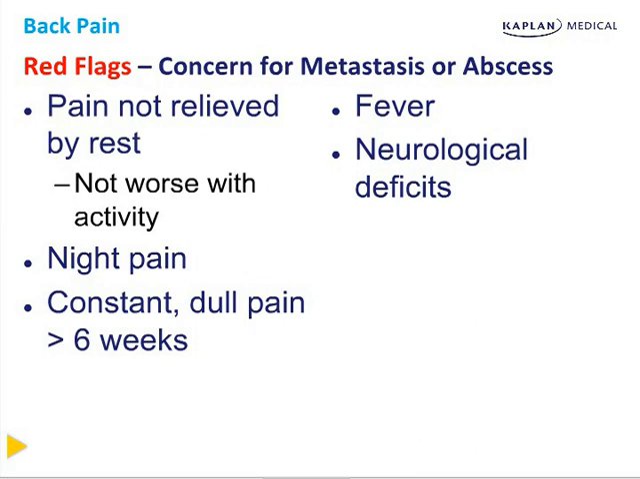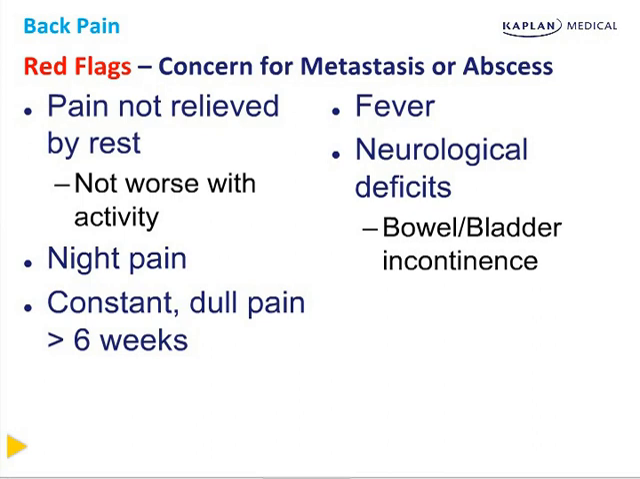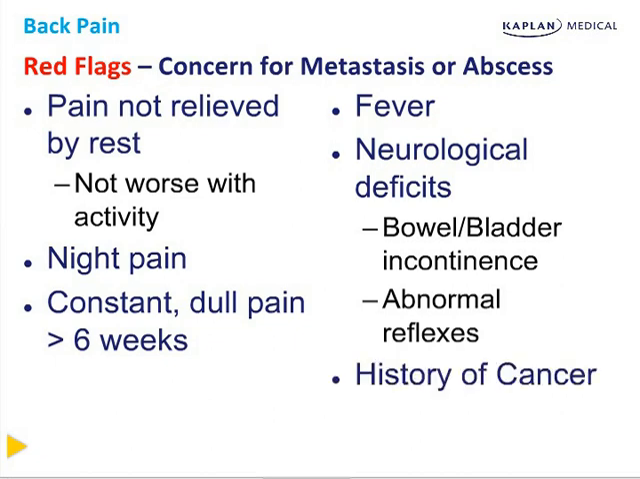You should especially be on the lookout for cauda equina syndrome, or the loss of bowel and bladder control, as well as abnormal deep tendon reflexes. And finally, anytime a patient has a history of cancer, no matter how remote, you must be worried about the reappearance of metastases. So if these patients develop back pain, they must get worked up as well.